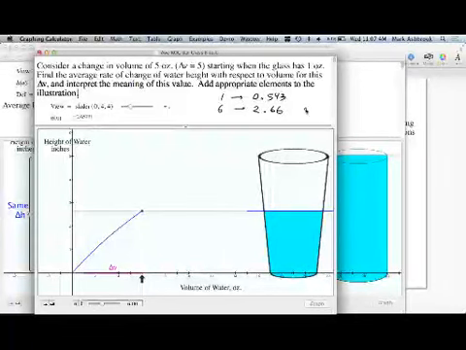Find the average rate of change of height to volume. Interpret the meaning of this value. And if you make a sketch on your own, add appropriate elements to your illustration to represent the changes and the average rate of change. Okay? So once you have the number, talk it through with the person next to you. What does the average rate of change mean? Go.